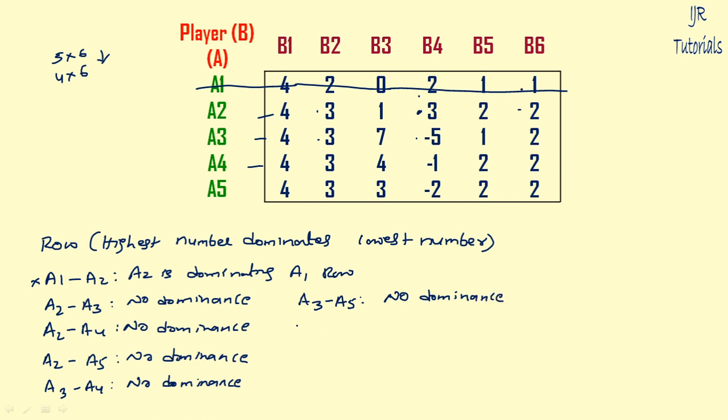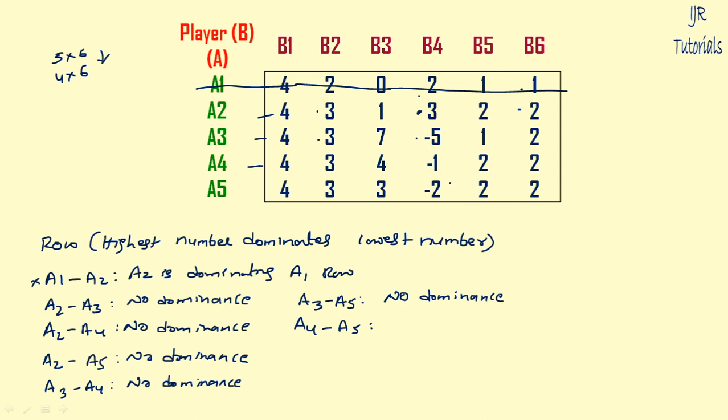So next comparison, A4 and A5. A4, 4 and A5, 4, both are dominating each other. Next 3 and 3, both are dominating each other. 4 and 3, so 4 is dominating. 4 is the highest number, that means A4 is dominating A5. We can say that minus 1, minus 2: here minus 1 is greater than minus 2. So that means up to 4 numbers, A4 is dominating A5. And next one 2 and 2, both are dominating each other. And last one 2 and 2, both are dominating each other.